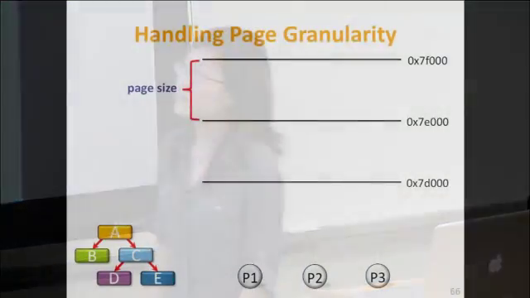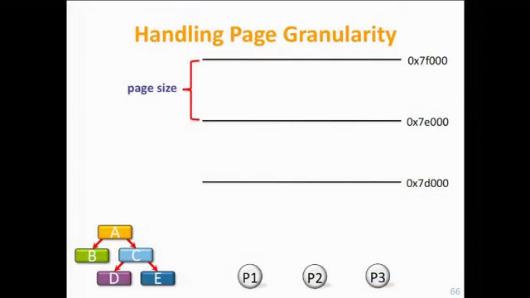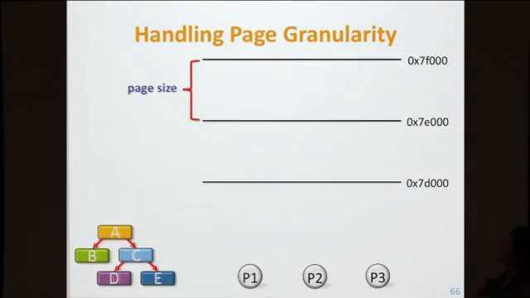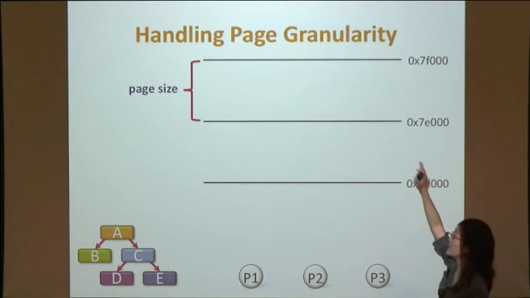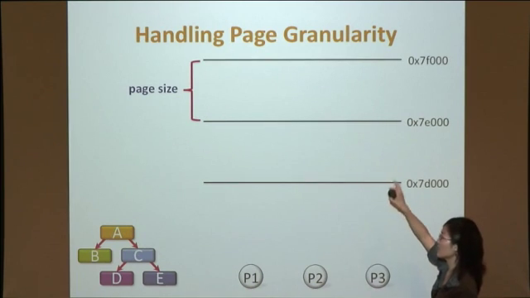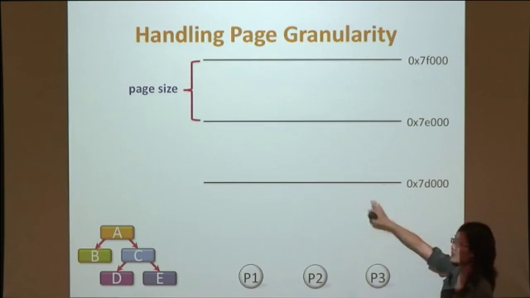Okay. So here, again, I'm showing you 3 workers, and I'm showing you the Cilk-M region. And let's say I'm using a horizontal line to denote a page size boundary.